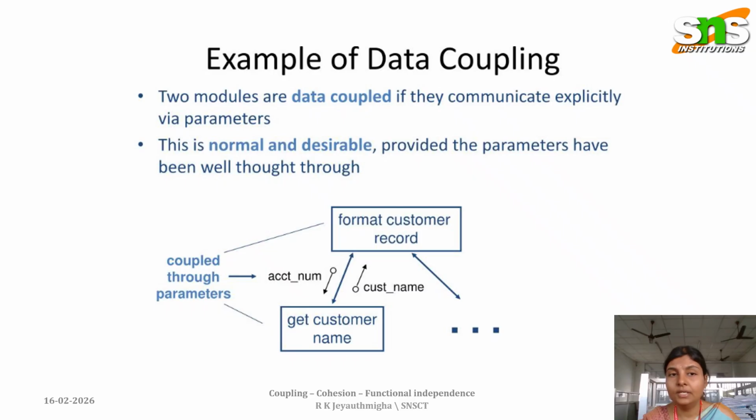Example of data coupling. Two modules are data coupled if they communicate explicitly via parameters. This is normal and desirable provided the parameters have been well thought through. So they are coupled through parameters. Get customer name and format customer record, with the parameters account number and then the customer name.